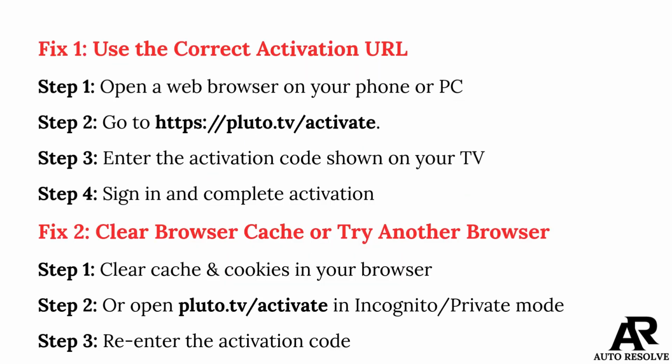Fix 1. Use the correct activation URL. Step 1. Open a web browser on your phone or PC. Step 2. Go to https://pluto.tv/activate. Step 3. Enter the activation code shown on your TV. Step 4. Sign in and complete activation.